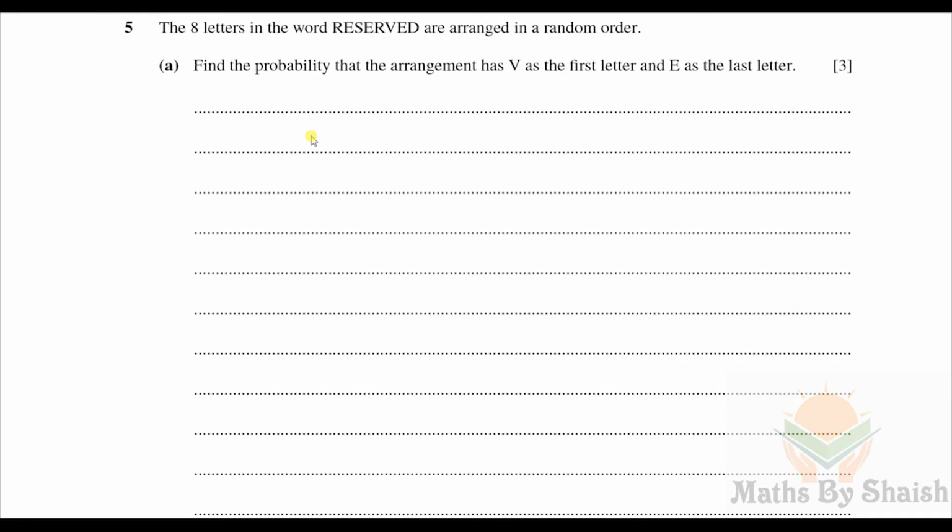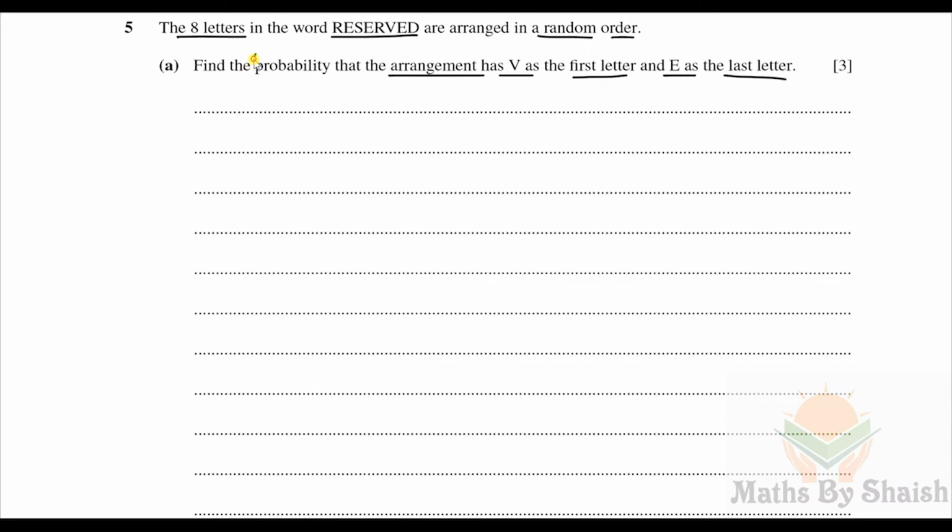Here we are going to solve the last three questions from 970953, that is S1 of October-November 2020. So here is question number 5. The 8 letters in the word RESERVED are arranged in a random order. Find the probability that the arrangement has V as the first letter and E as the last letter.